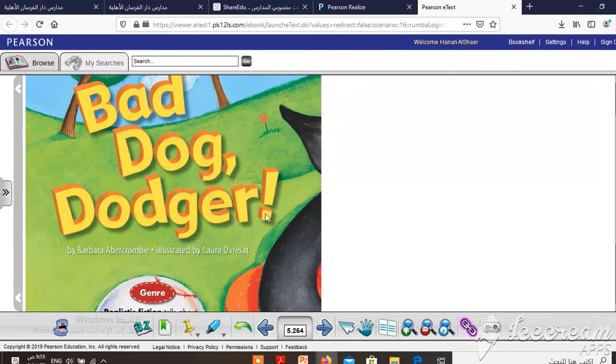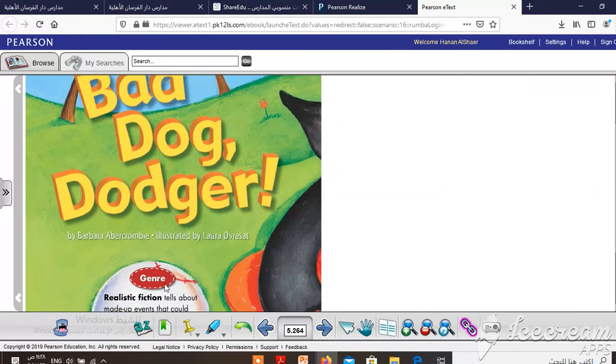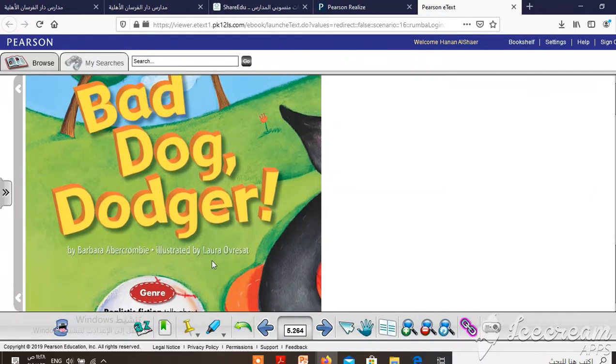Okay, what about the genre of the story? We learned that each story has a genre or a type. So what is the type of this story? Yes, it is realistic fiction. What does realistic fiction mean? Can you remember? Realistic fiction means it's a story made from imagination, but it can happen in real life. It can happen for you, it can happen for me, it can happen for everybody. That's why we call it realistic fiction, because part of it is real and part of it is fiction.